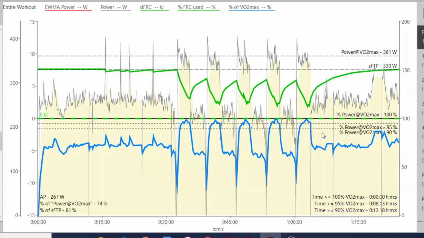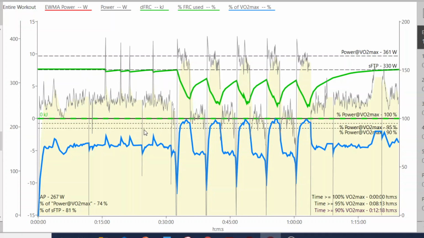Other features of the chart are these horizontal lines right here, these dotted horizontal lines. The transverse line here represents 0 FRC, 0 kilojoules, but it also represents 100% of VO2 max modeling. The horizontal lines are 95% and 90%.